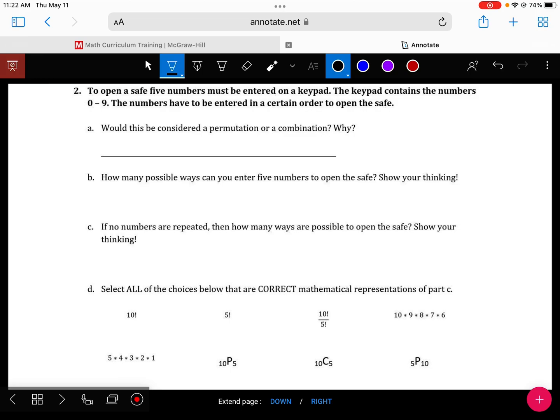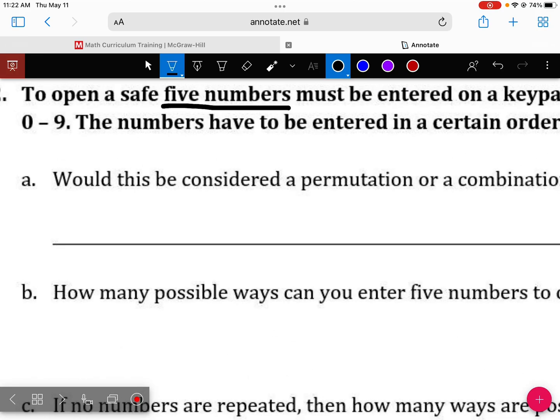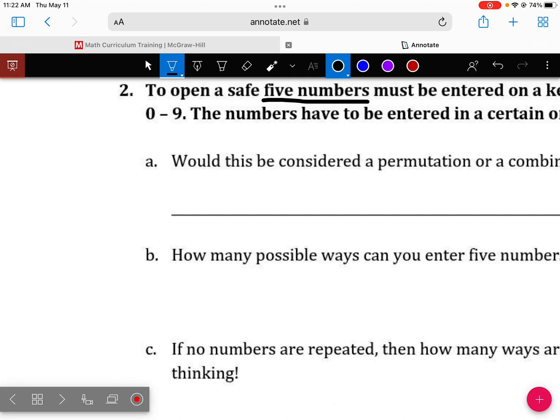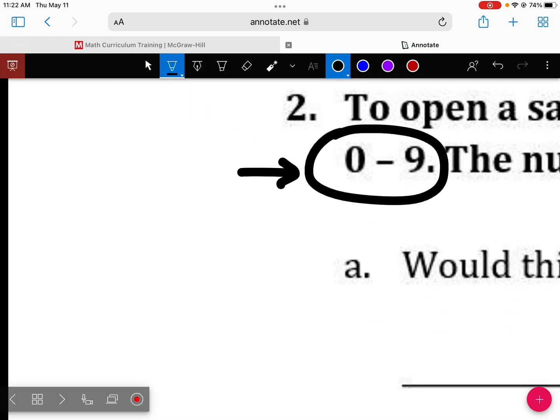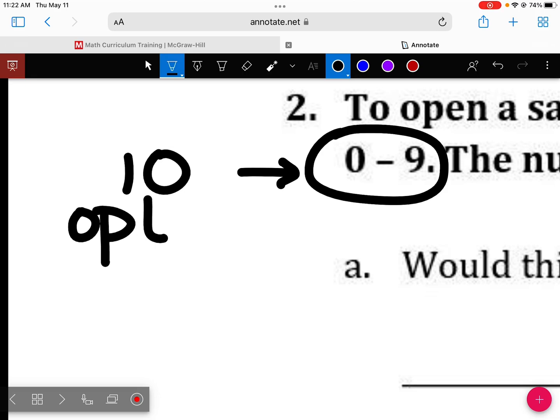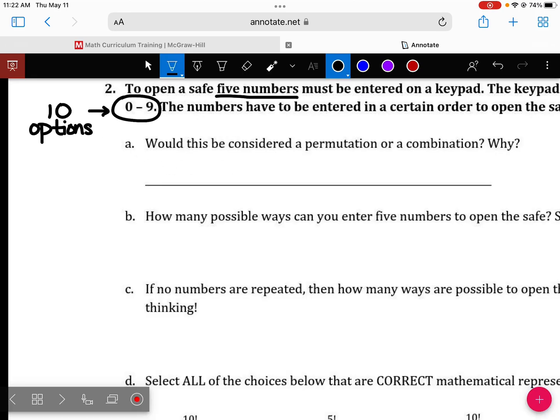All right. We're going to open up a safe. 5 numbers need to be entered on a keypad. The keypad contains the numbers 0 through 9. So as we're looking at this keypad, how many options do we have when we go to push a button? 10 options. When you go to open a safe and you enter a code in, does it matter which order you enter the numbers? Yes.